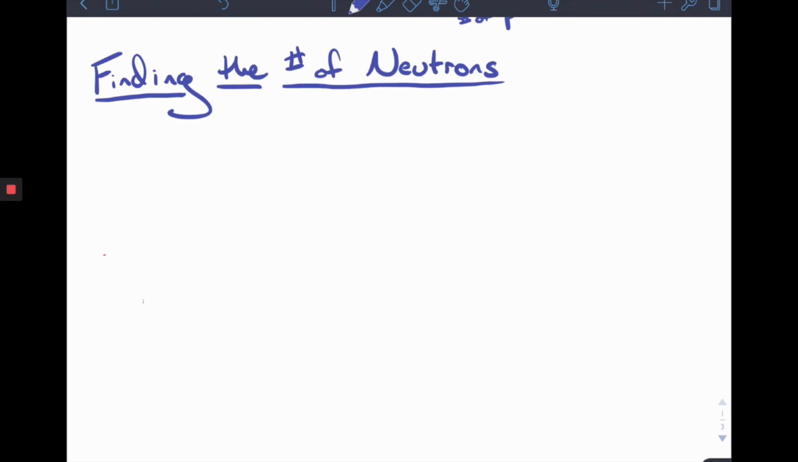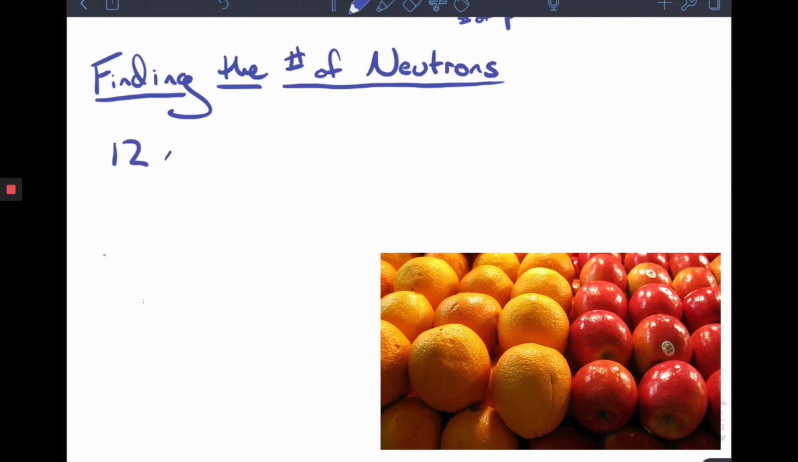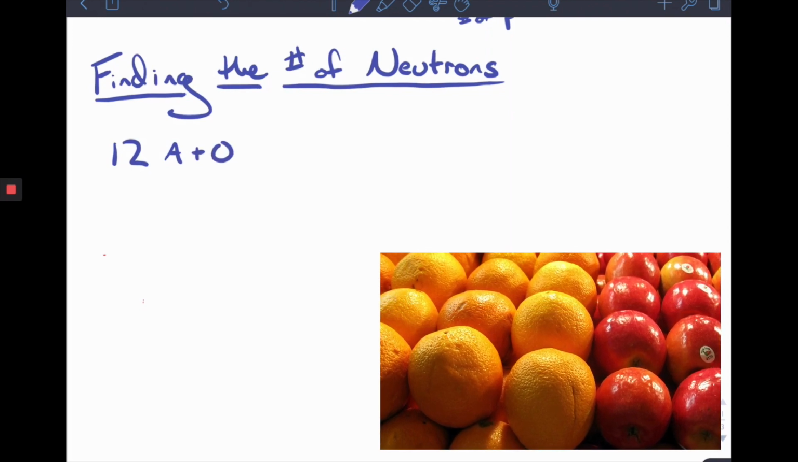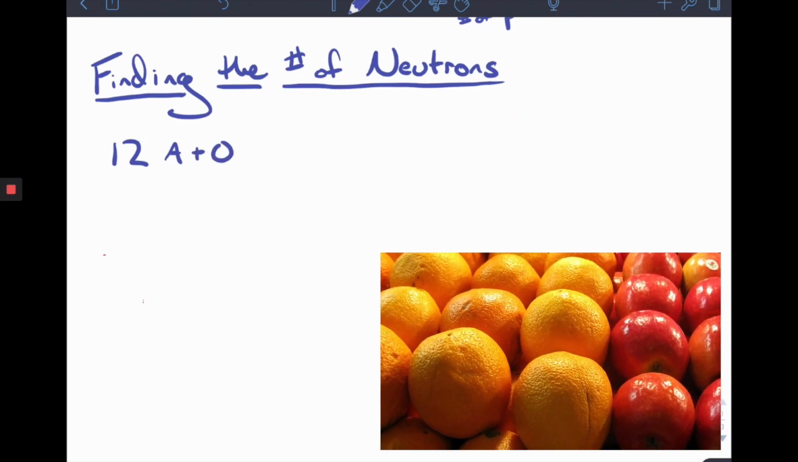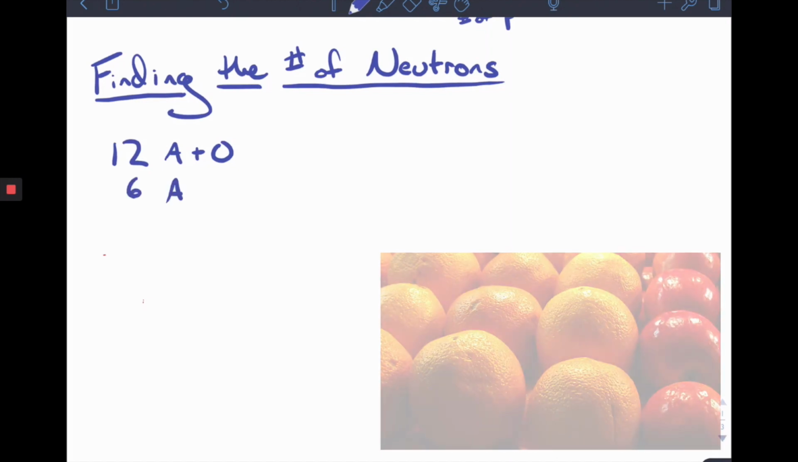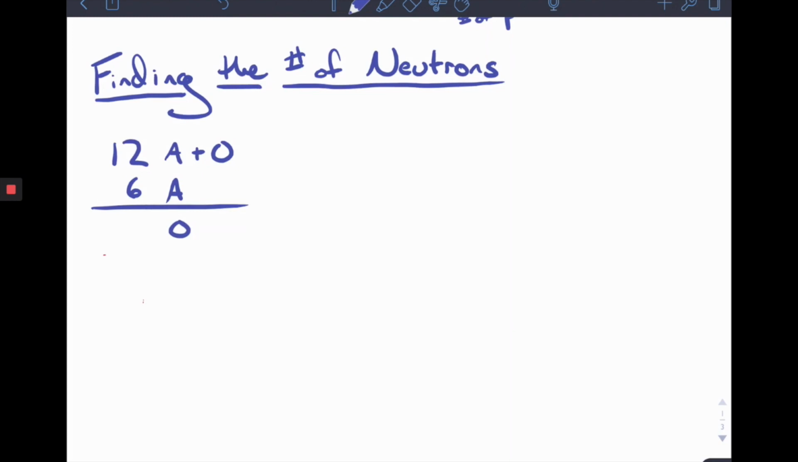So let's just say you had a bowl of fruit, and inside that bowl of fruit, you only had two types of fruit. You had a bowl of fruit that had 12 apples and oranges in it. So there's 12 pieces of fruit all together. There's some mix of apples and oranges, but there's just 12 pieces altogether. If I told you that the number of apples you had in that bowl was 6, and I asked you to figure out how many oranges there were, you would think this is quite simple. You'd say all we have to do is subtract those two, and we know that there's 6 oranges.